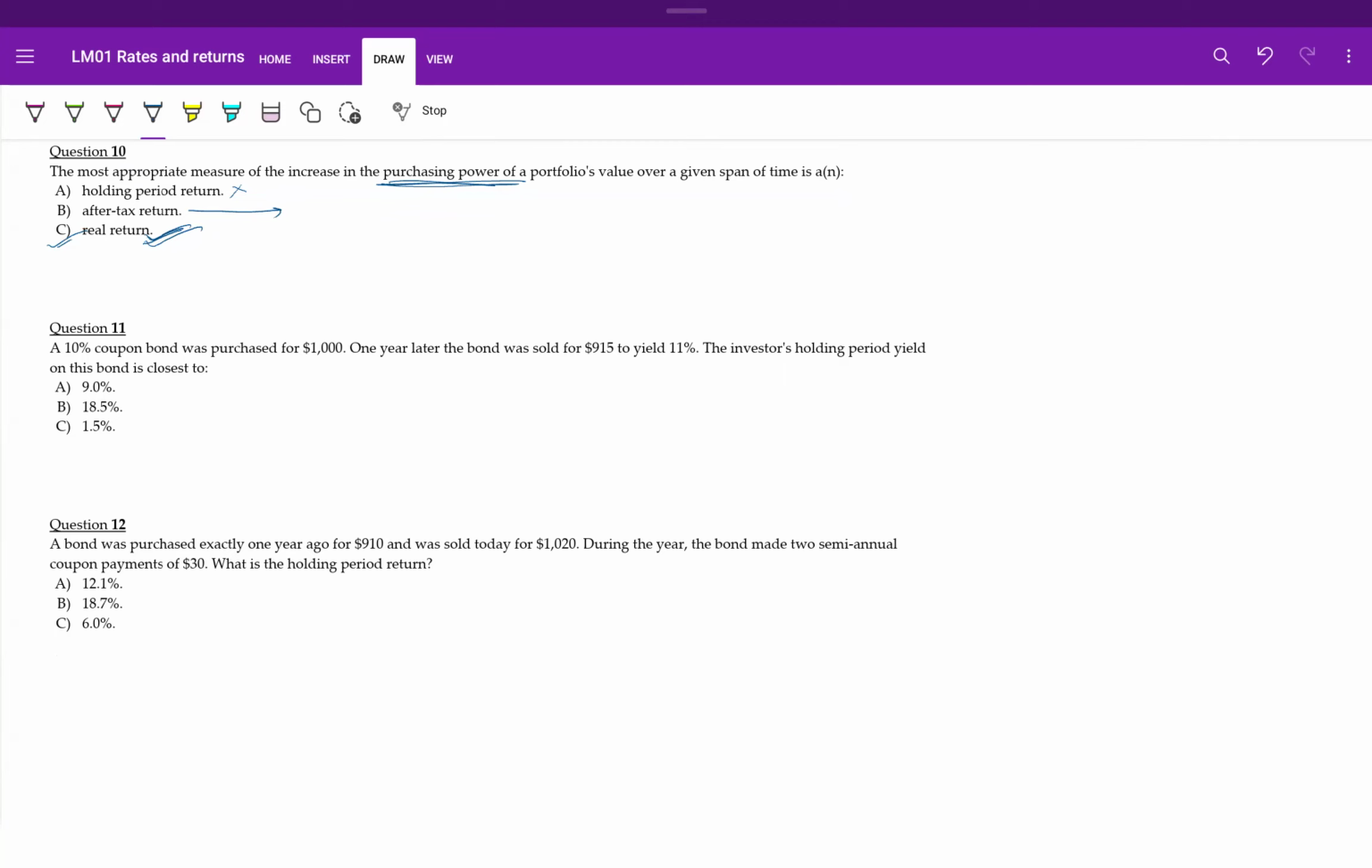Question number 11 here is: a 10% coupon bond was purchased for $1,000. 1 year later, the bond is sold for $915 at a yield of 11%. Yield is actually representing return here. The investor's holding period return on the bond is closest to what? A 10% coupon bond was purchased for $1,000. 1 year later, the bond was sold for $915 at a yield of 11%.